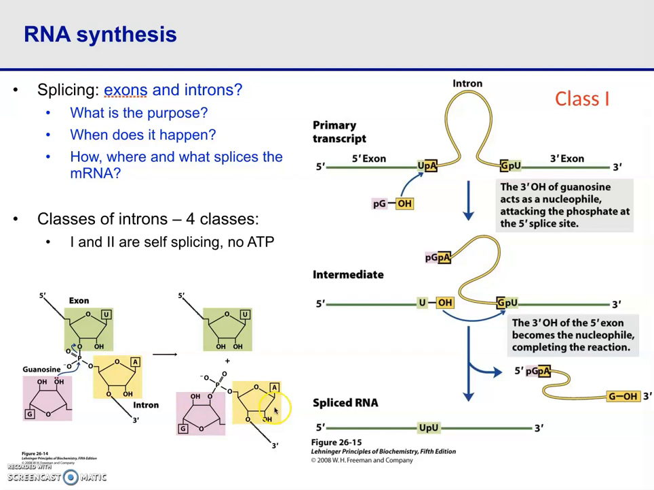displacing the intron. Then the hydroxyl group at the 3' end of the proximal, the upstream exon, will attack the phosphate, connecting the last nucleotide of the intron and the first nucleotide of the downstream exon. By doing so, following the same chemistry, the intron is removed, and now we have the 2 exons being linked together. This is class 1.